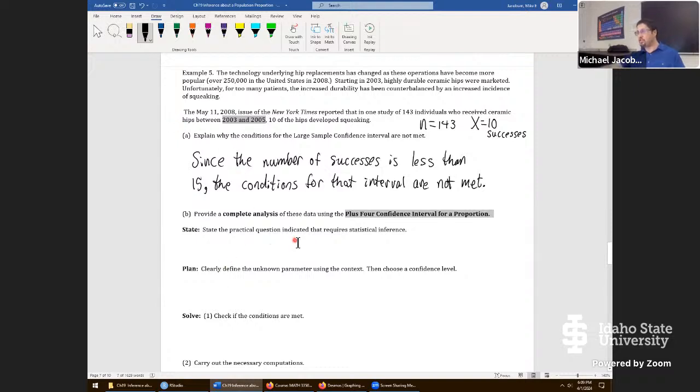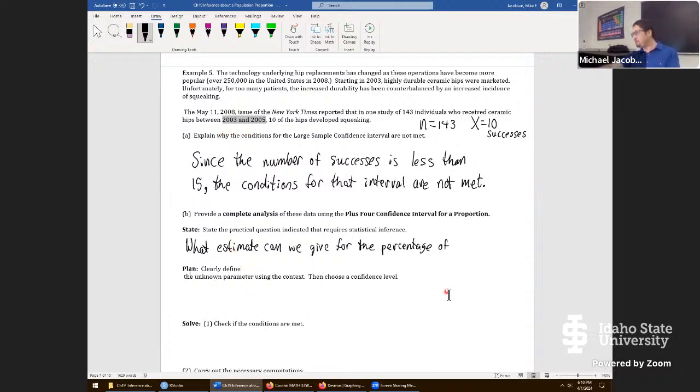So first we want to state the practical question indicated that requires a statistical inference. There's no actual question directly being asked here, but you can always imply one. One could be, what estimate can we give for the percentage of, instead of saying ceramic hips that were, I don't know if the right word is installed or the procedure for them between 2003, 2005, I'll just say these hips, referring to these.